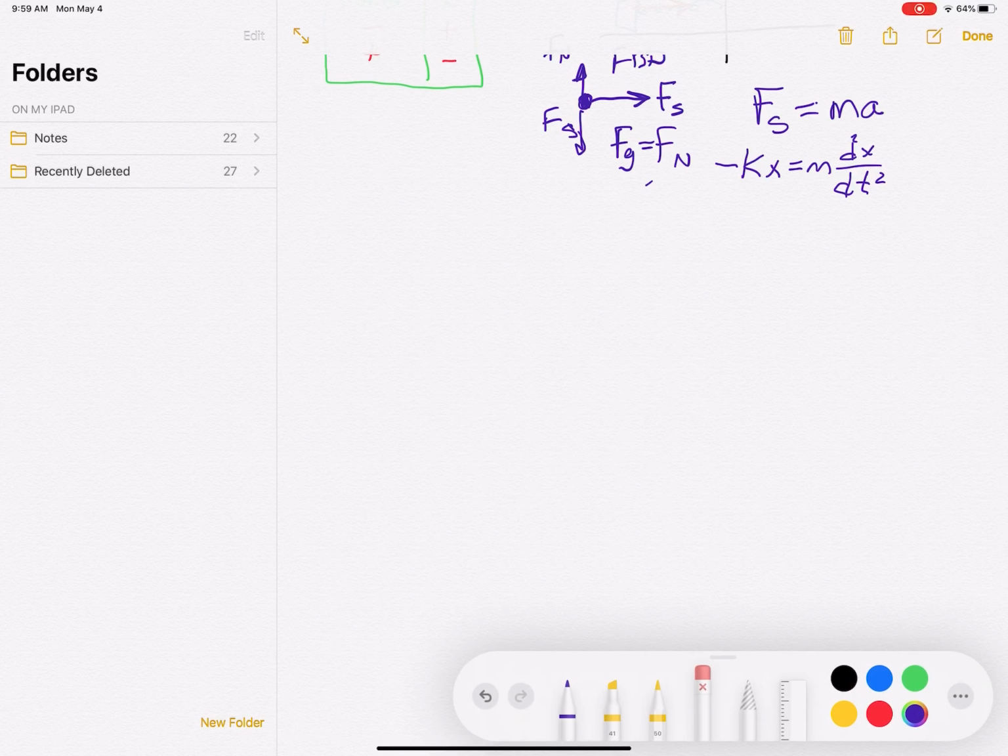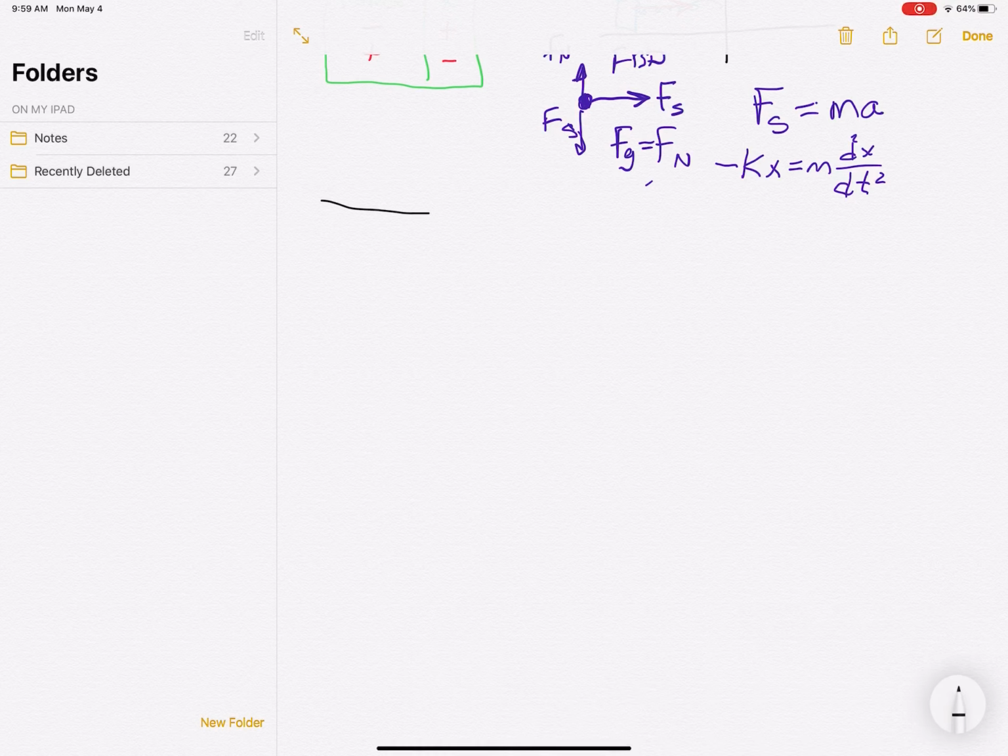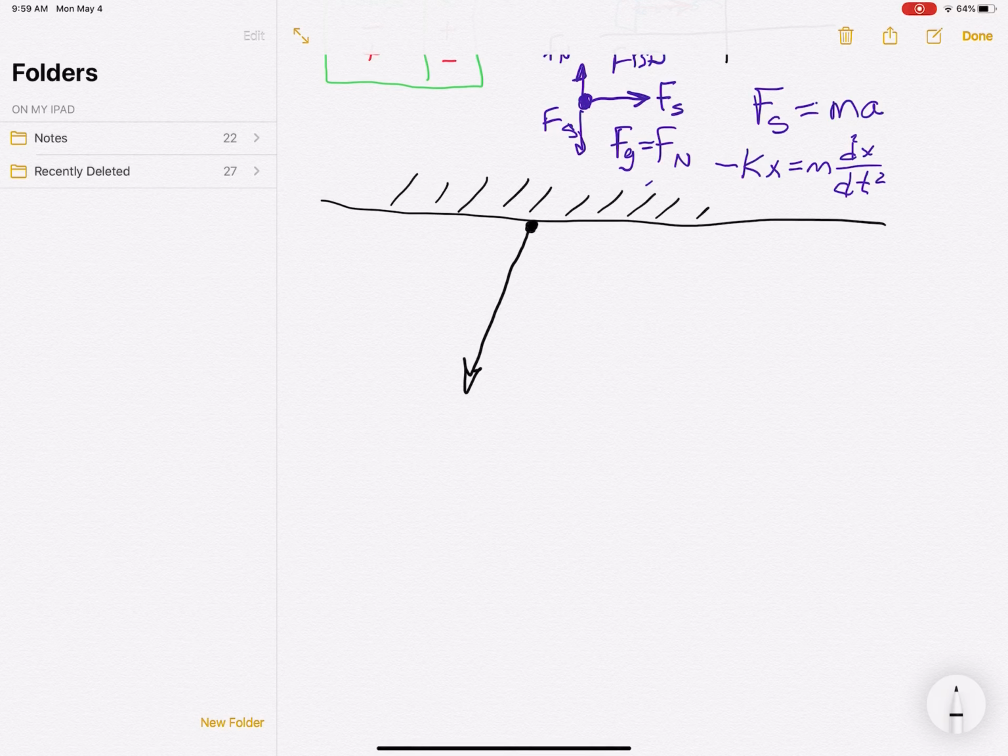Let's play the same game with a pendulum. So we'll put a ceiling up and we'll go this way or that way. It's a pendulum. But theta positive is going in this direction. This would be theta negative, going in this direction.